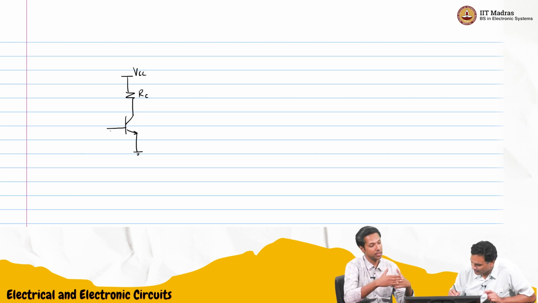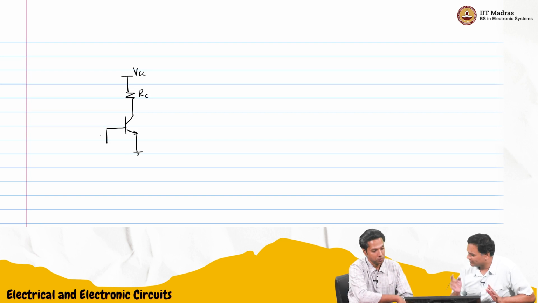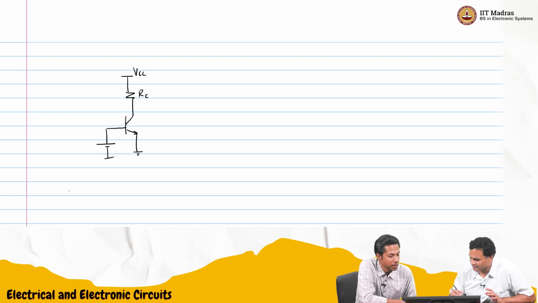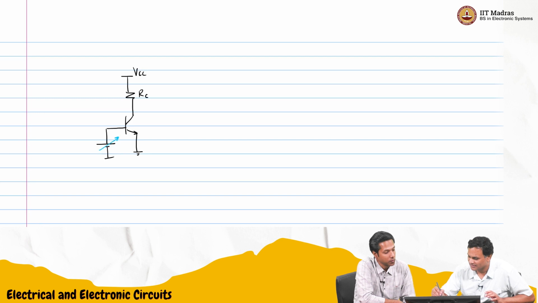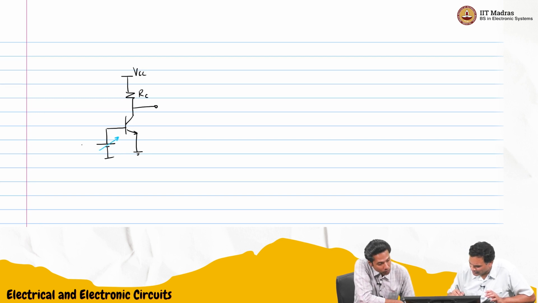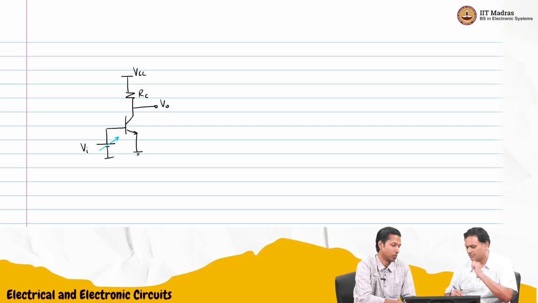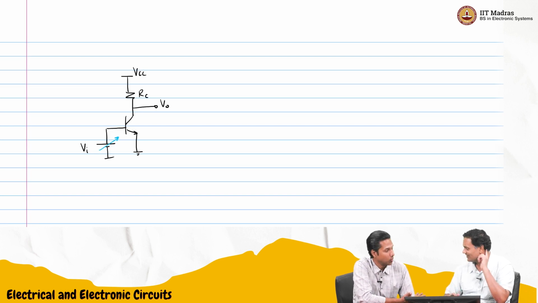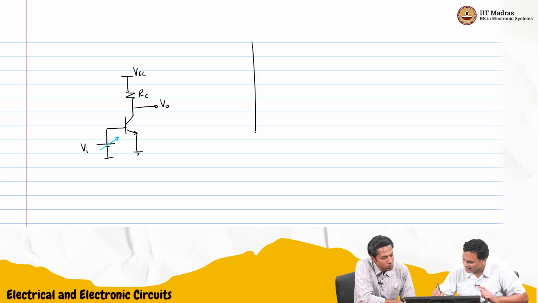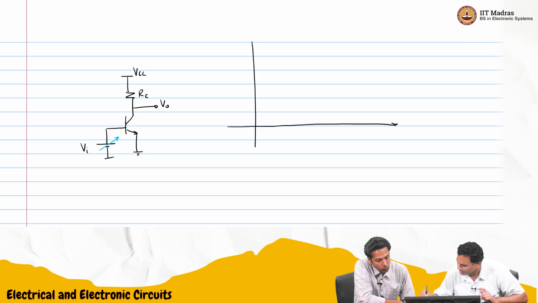VCC is the external power. That is a fixed battery. We used that in the previous circuit also. And what we are going to do is vary this, as you are suggesting. Maybe I'll call this VI and this VO. So you said vary VI and see how VO changes. Good idea. So first I'm going to draw the axes: VO versus VI.